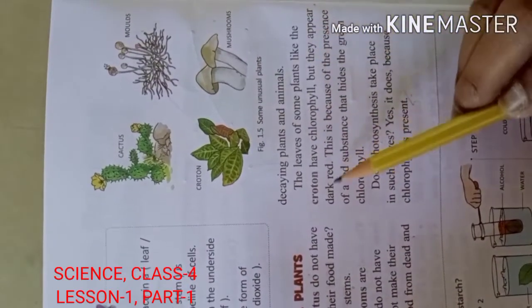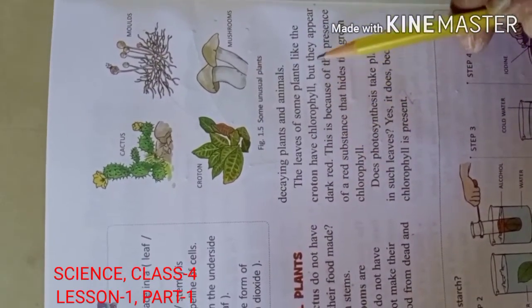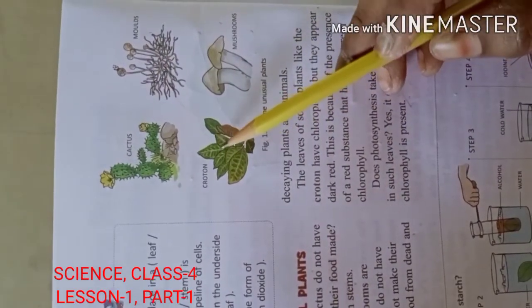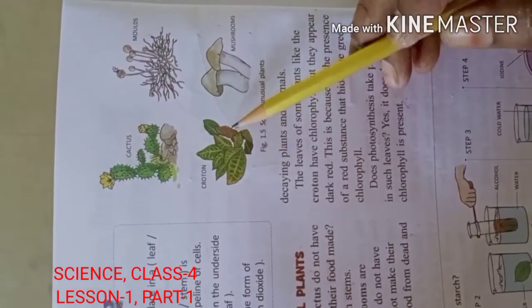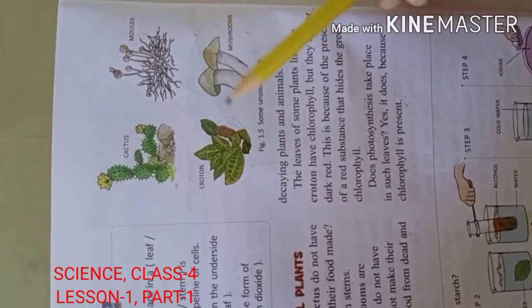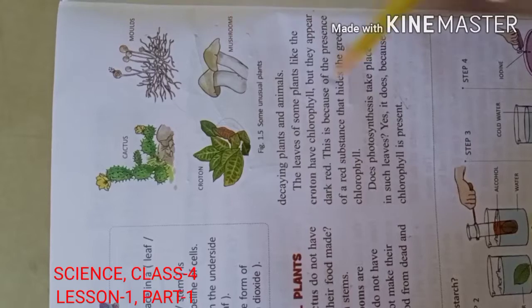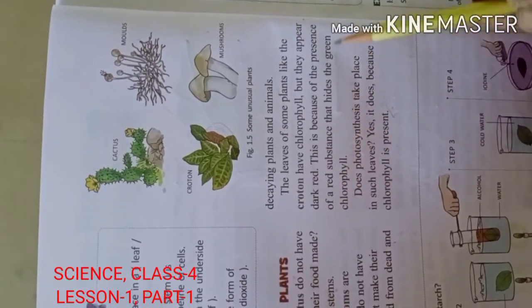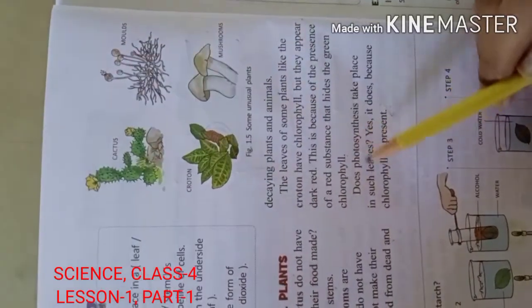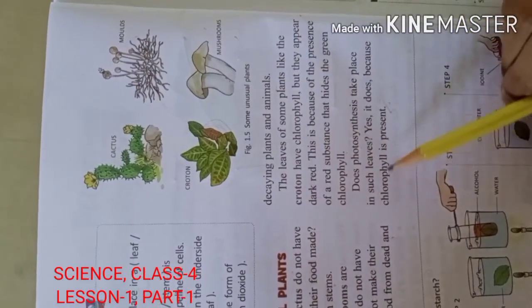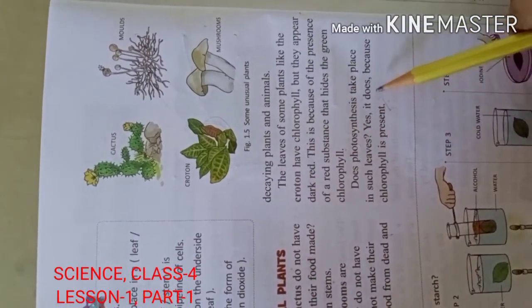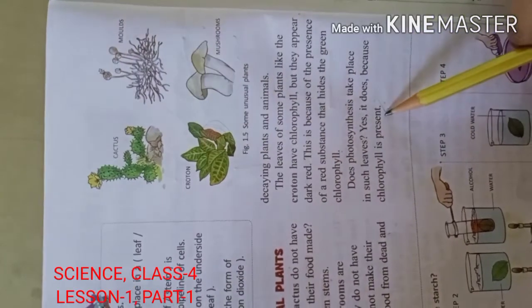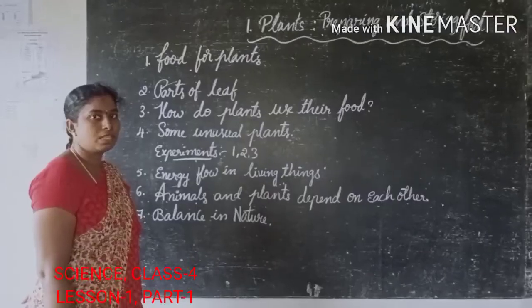The leaves of some plants like the croton have chlorophyll, but they appear dark red. So we can see in this picture some leaves are green in color and some leaves are red in color. This is because of the presence of a red substance that hides the green chlorophyll. Does photosynthesis take place in such leaves? Yes, it does, because chlorophyll is present.